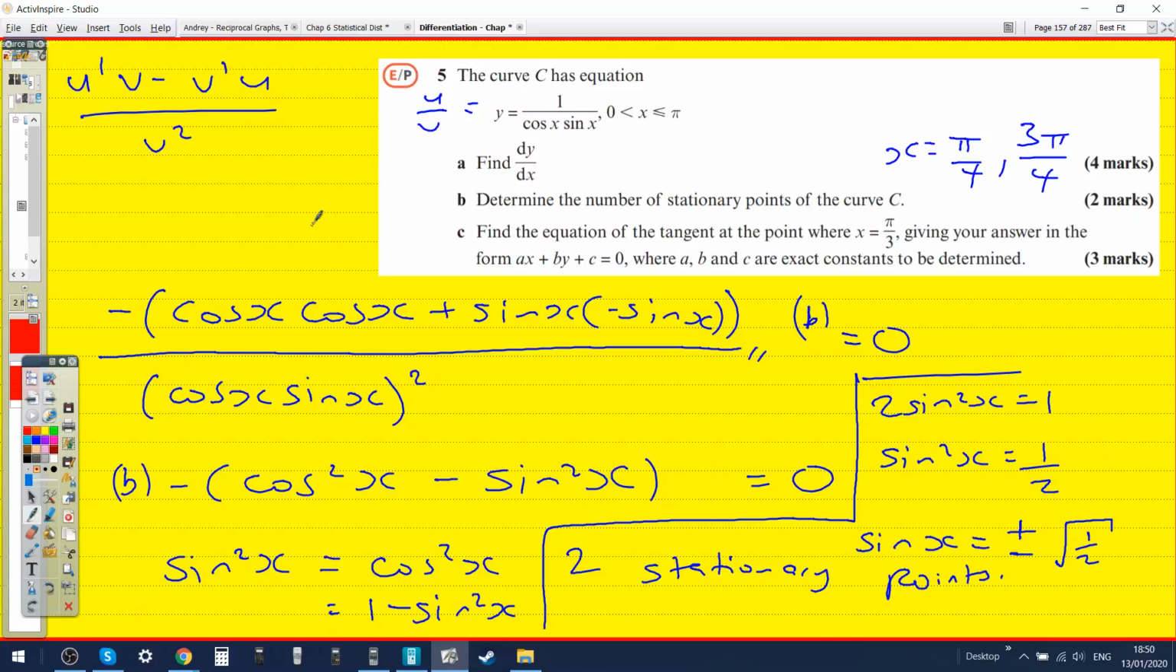And then, how about C? Find the equation of the tangent at the point where x equals pi over 3. The answer is in the form ax plus by plus c equals 0. So we could just substitute in pi over 3 for x in our big equation, and that will give us the gradient at that point. Then we look at the original equation, find y, and then we do y minus y1 equals m times x minus x1. And what is x1? X is pi over 3.